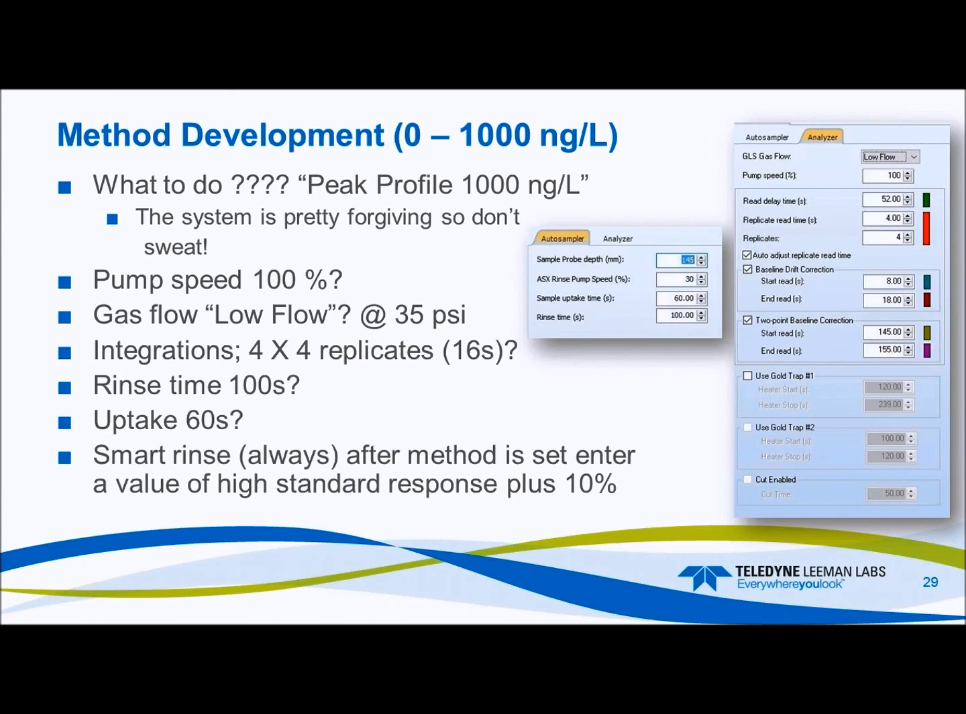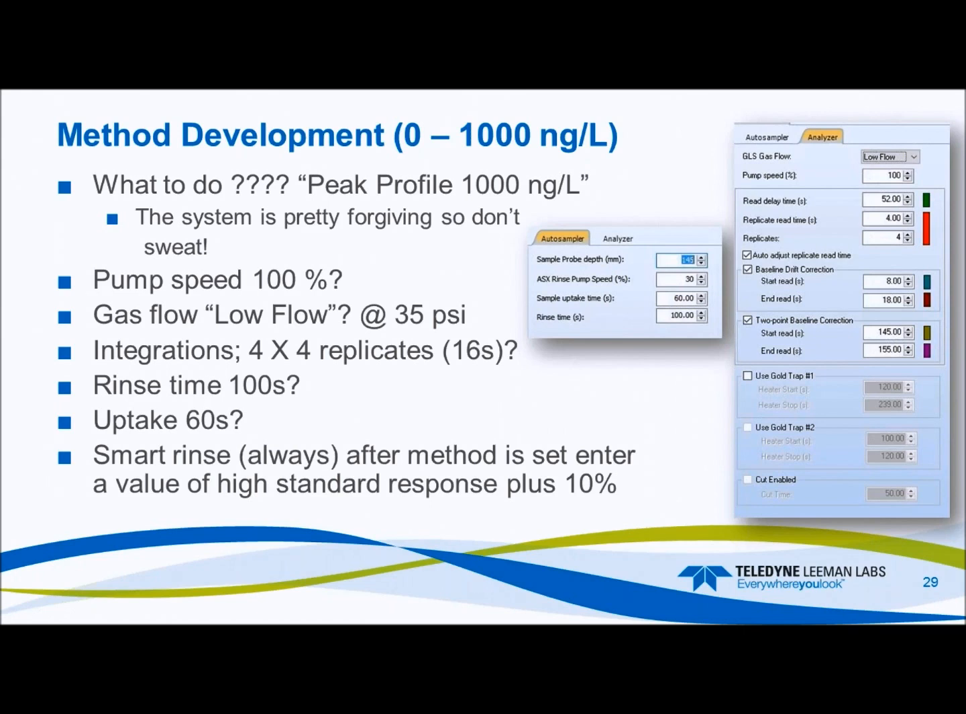So here we open this up and the pump speed's 100%. The gas flows at low flow and set to 35 psi because we're non-gold trap. Integrations are 4 replicates times 4 seconds over here, so that's 16 seconds total integration time. Our rinse time is 100 seconds and our uptake is 60. Is this going to work? I don't know, but let's give it a try and see what happens.